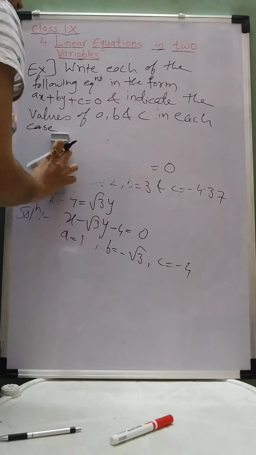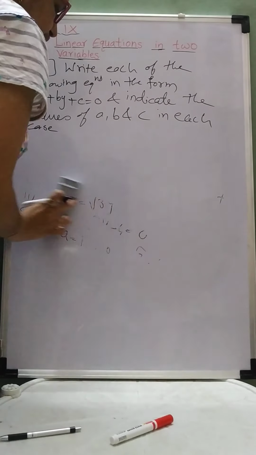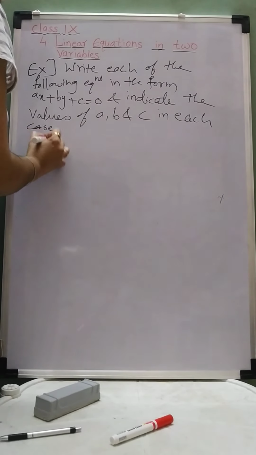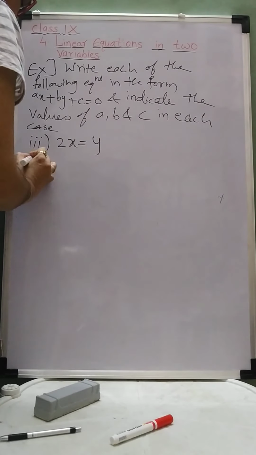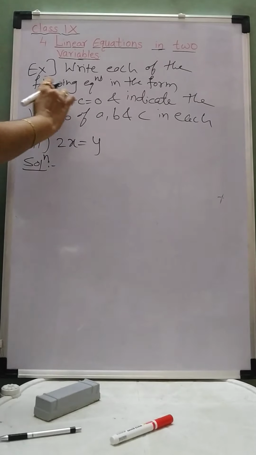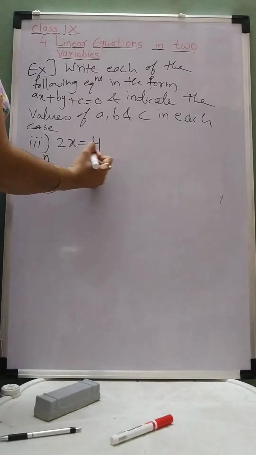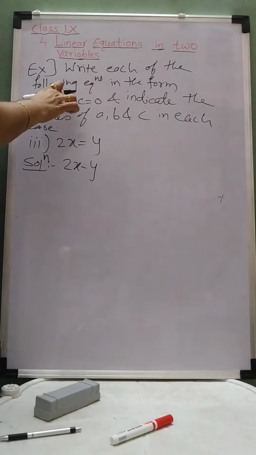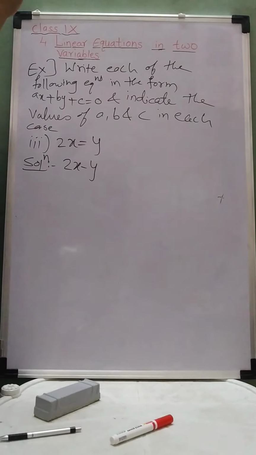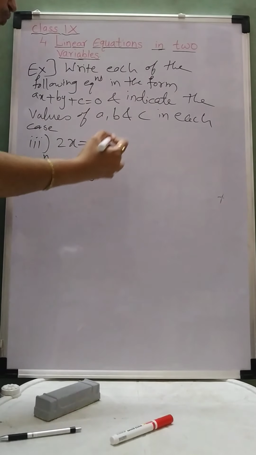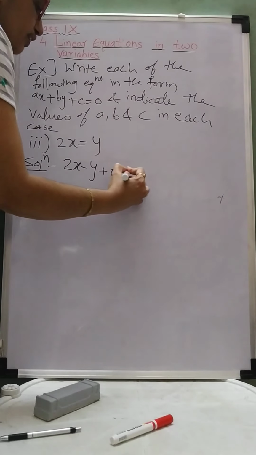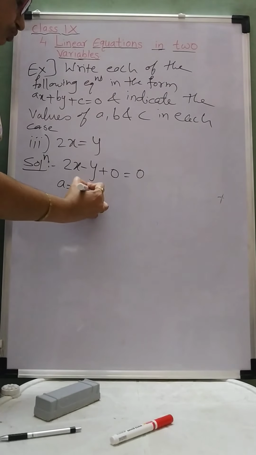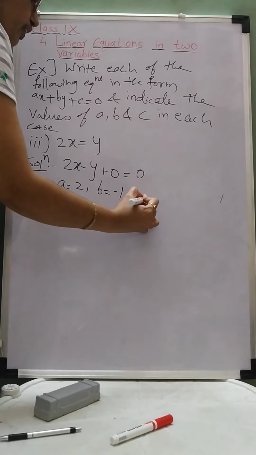Okay, then the third case is 2x is equal to y. Now write this in this form. So transposing y to the LHS we will get 2x minus y, but here the constant term is not given. If the constant term is not given, it means it is 0. So 2x minus y plus 0 is equal to 0. Now you can compare with the standard form. So here you will get a is equal to 2, b is equal to minus 1 and c is equal to 0.